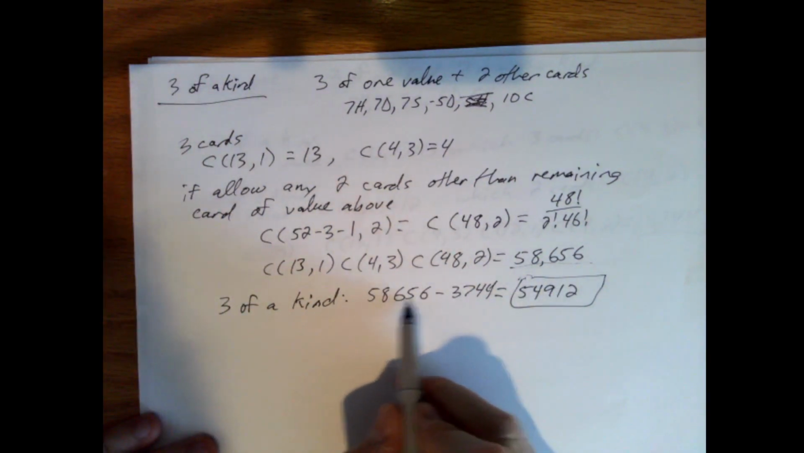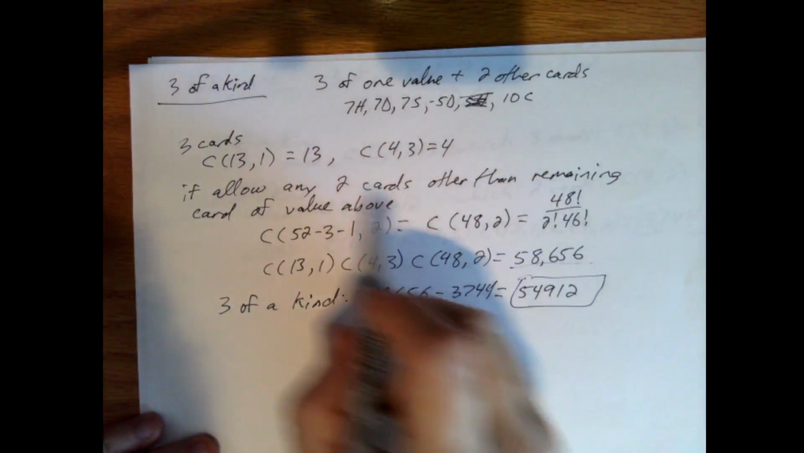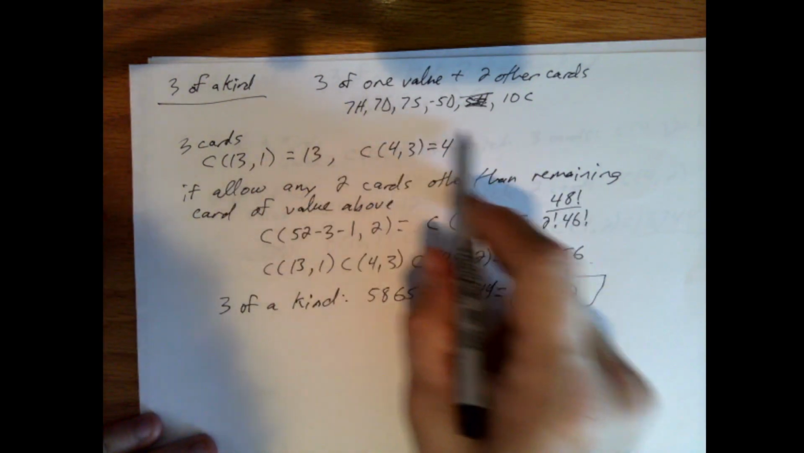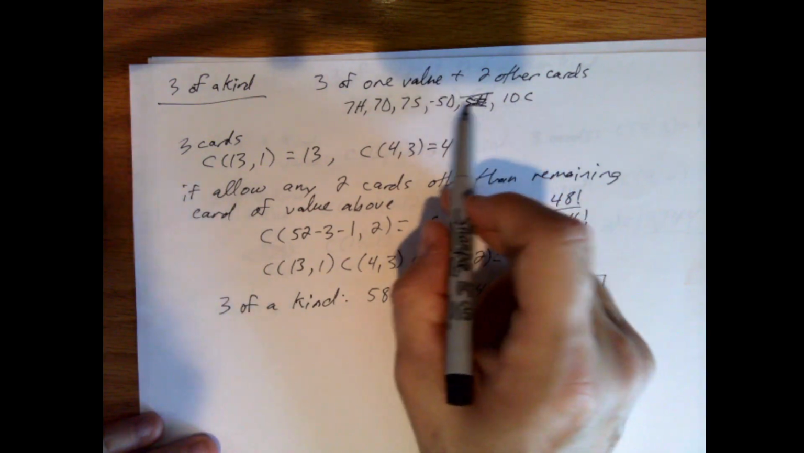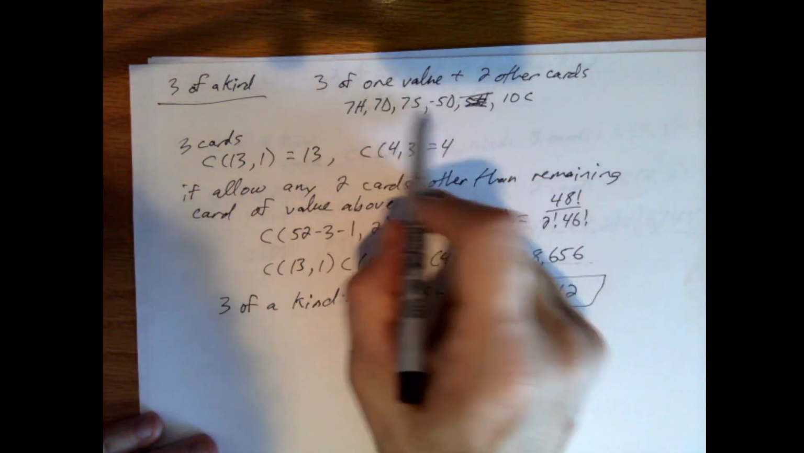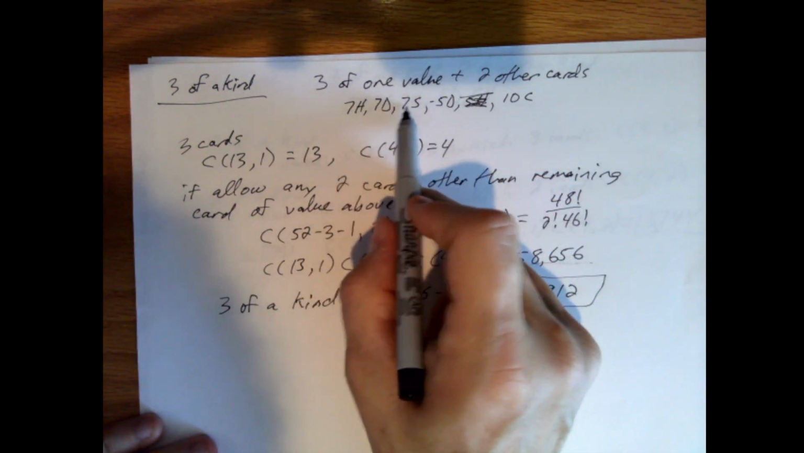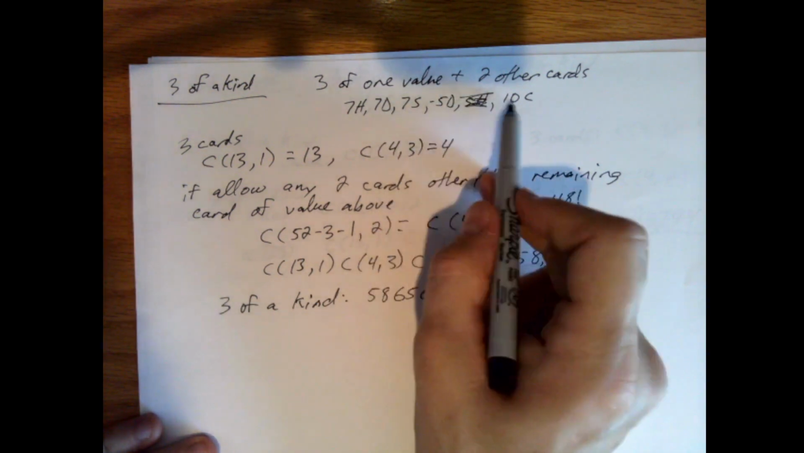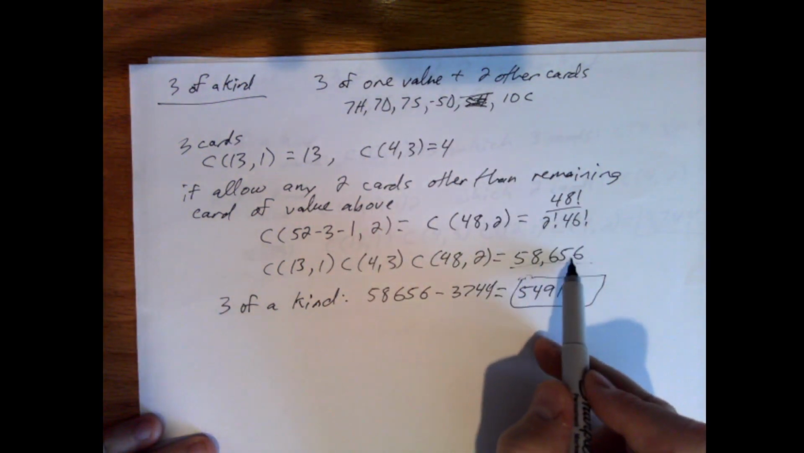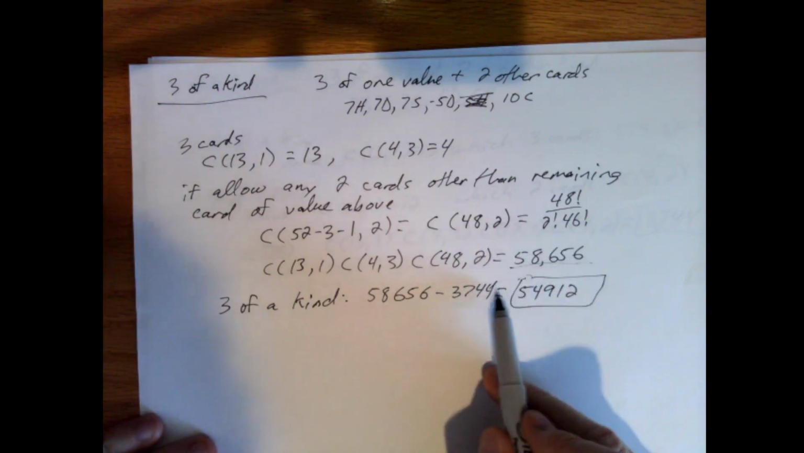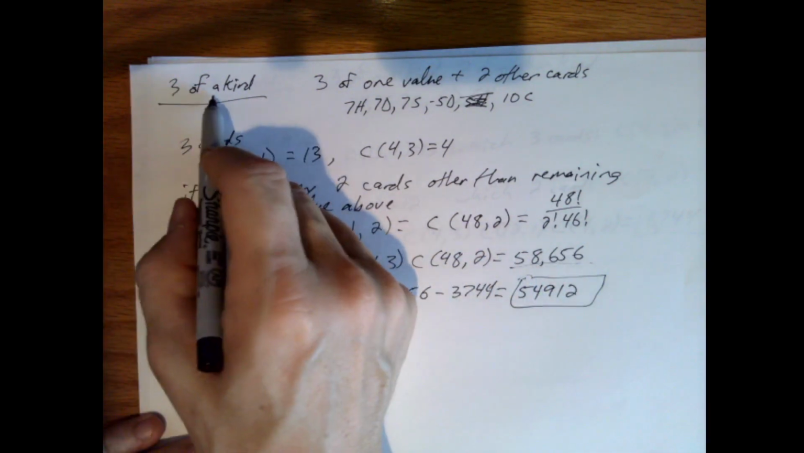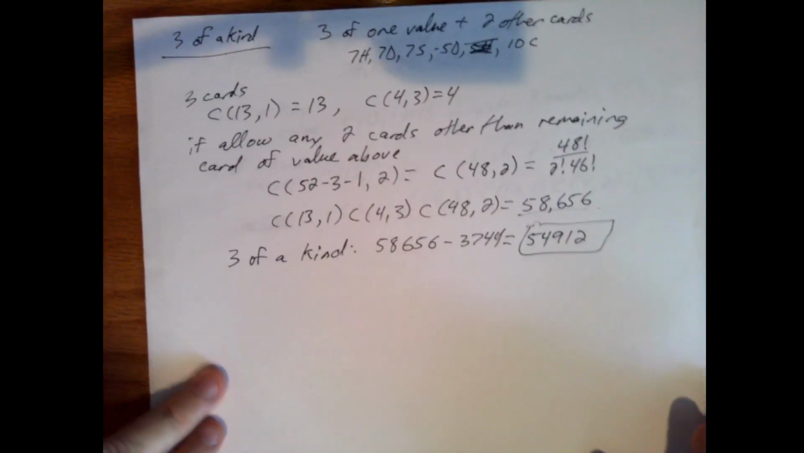So 58,656 allows all 3 card matches where the only real restriction is that we can't have the other card of the three valued ones, but we do allow full houses. That would be 58,656. But if we subtract out the full houses, then we get this, and this is the true answer for 3 of a kind. Now, there's other ways to do this.